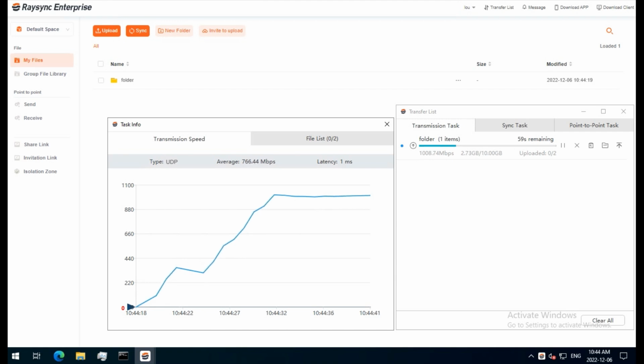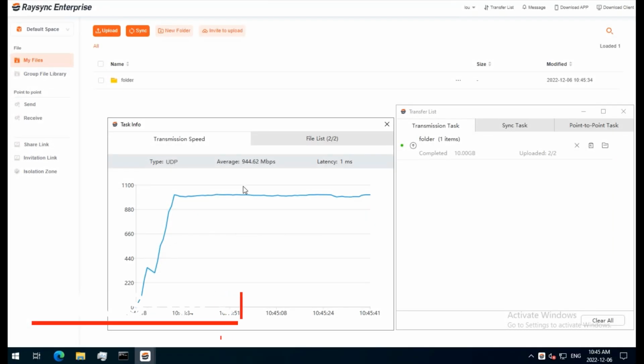And unlike cloud-based file transfer software, Raysync does not provide file storage services, and customers can store files on local servers or third-party services at their own discretion. This means you have a private file sharing server and the ability to take full control over files, which is critical to protecting data security.